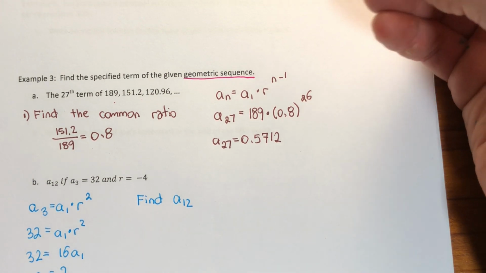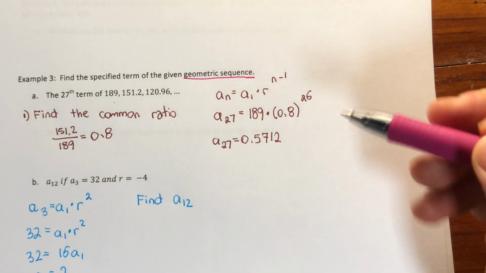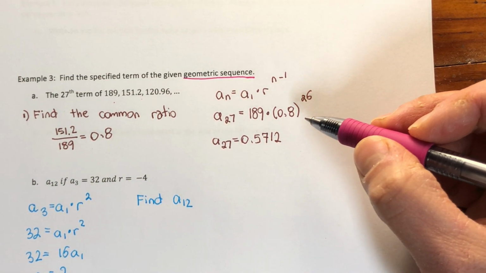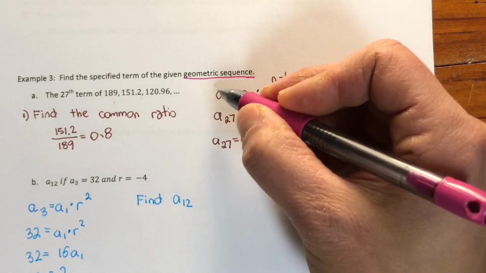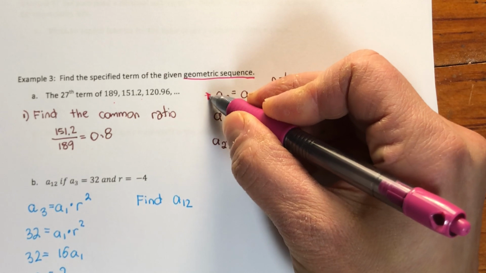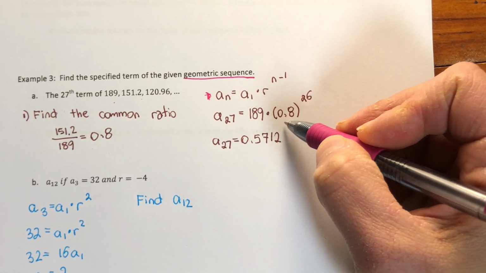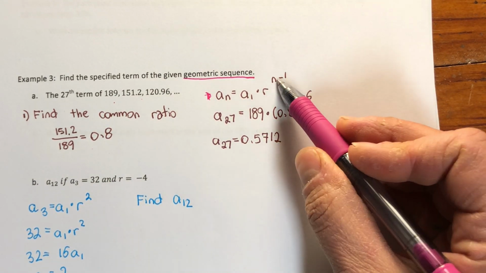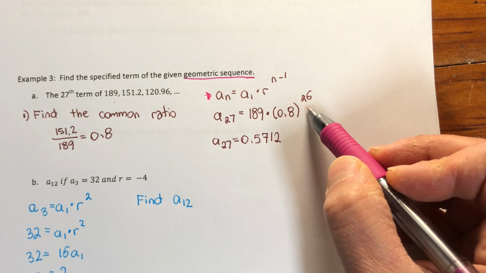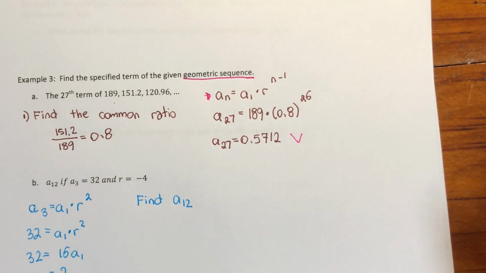And the question is asking us to find the 27th term. Because it is a 27th term, I am going to use the explicit formula, and I just copied it down right in here. The first term is 189. The common ratio we found is 0.8. And I will raise it to the power of n-1, so 26. Again, use the graphing calculator. Here's your answer.